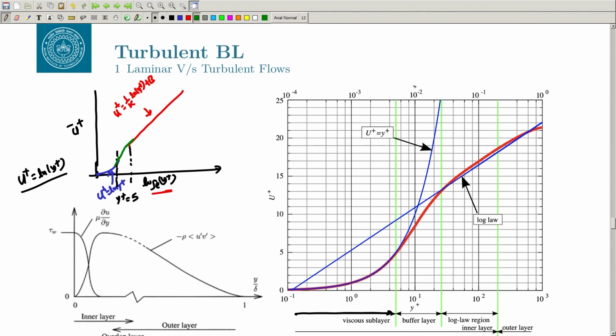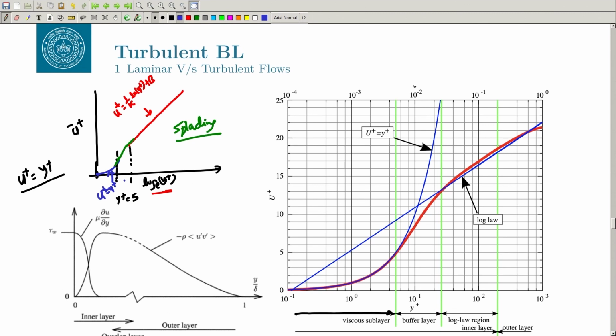In fact, Spalding proposed a law later which basically connects smoothly, a single law which takes your u plus equal to y plus. Okay, no, this is not ln y plus. In the viscous sublayer this is u plus equal to y plus, not ln y plus. Pardon my mistake. So this region is u plus equal to y plus, that is why it is not a straight line. So, u plus equal to y plus and u plus equal to 1 by kappa ln y plus b.